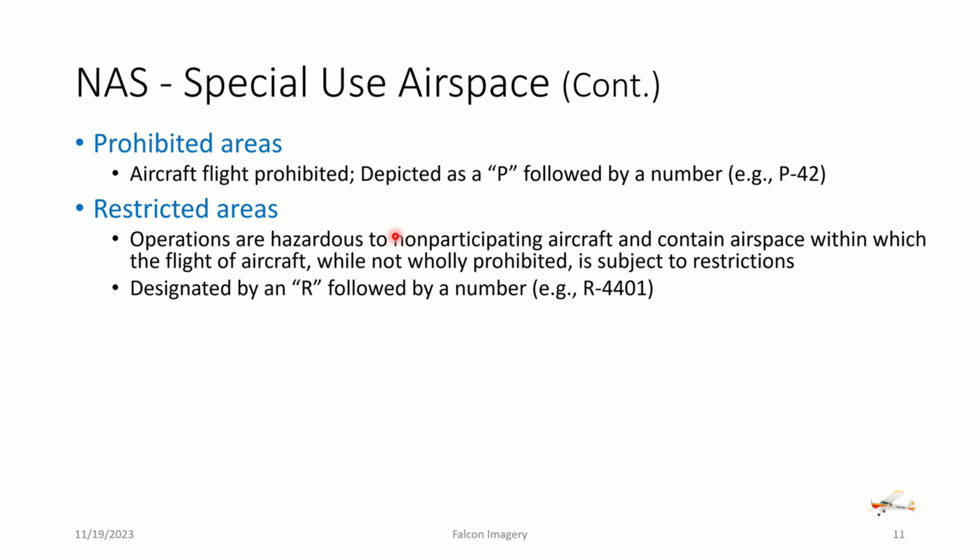Restricted areas: operations are hazardous to non-participating aircraft, and it contains airspace within which the flight of aircraft, while not wholly prohibited, is subject to restrictions. It's designated by an R followed by a number. Again, you want to look at the controlling agency and reach out to them, either through a frequency you can call up on or through a phone number.